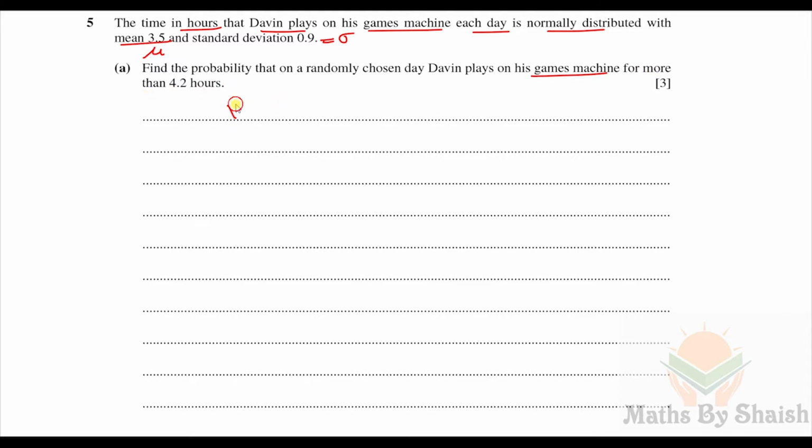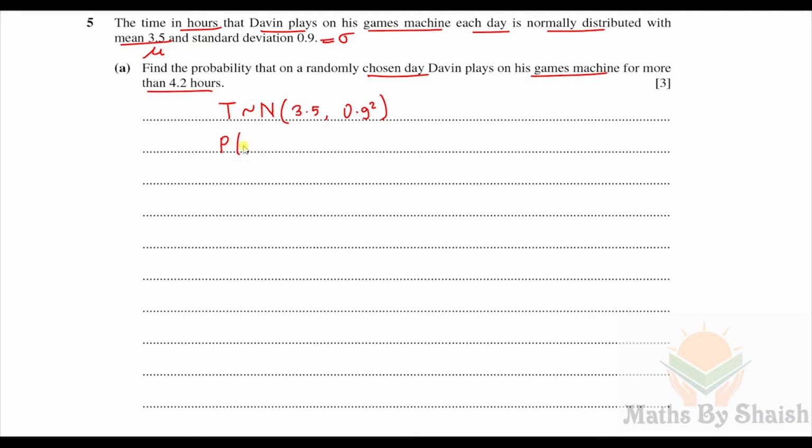So we can see it is normally distributed. So we can take x, or I'll take t because it's a time. So time t is time taken by Devin to play on his game machine, and it is normally distributed, so the parameters would be mu, that is 3.5, and sigma squared, because variance is sigma squared, so it is 0.9 squared. And according to the question, they are asking to find the probability that on any randomly chosen day the time by Devin is more than 4.2 hours.